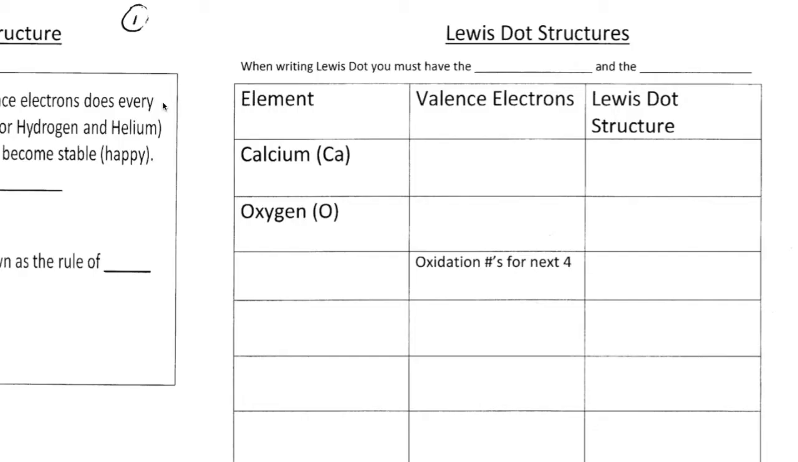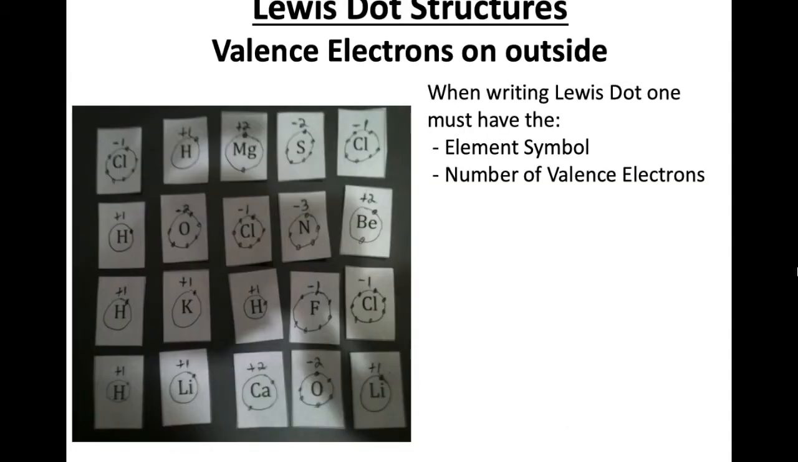At this point, you should be here on your note sheet. We're going to answer this question and walk through a few element examples. When drawing a Lewis dot structure, you must have 2 really important things: an element symbol, and you must know the number of valence electrons. So the first thing, and you're going to kind of follow through these examples with me, is to choose your atom and write down the element symbol.